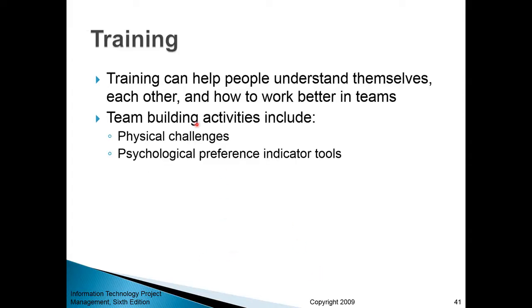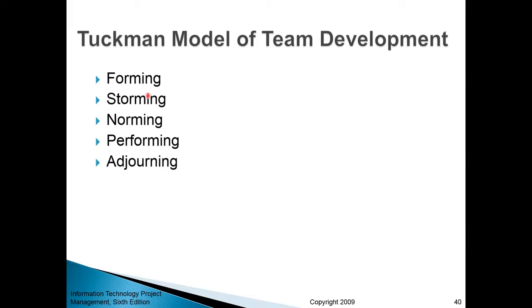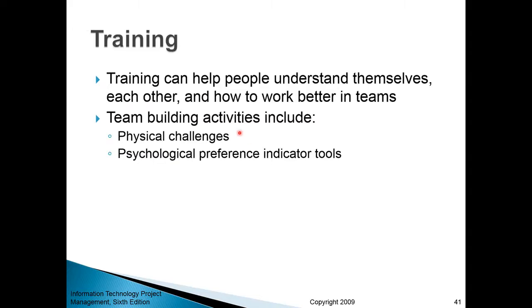Okay, training. All kinds of training can be provided to individuals, and also training can be done at the team level to help people understand themselves, understand each other, and how to work better in teams. Some organizations invest in team building activities, for example, some physical challenges where they take the team somewhere, let's say to a forest or to the desert, and they have to perform some team exercise. And that's how they learn about each other, about strengths and weaknesses, people's personalities, who can be trusted, who cannot be trusted. So it helps to do this forming, storming, and norming phase, or facilitate those phases.